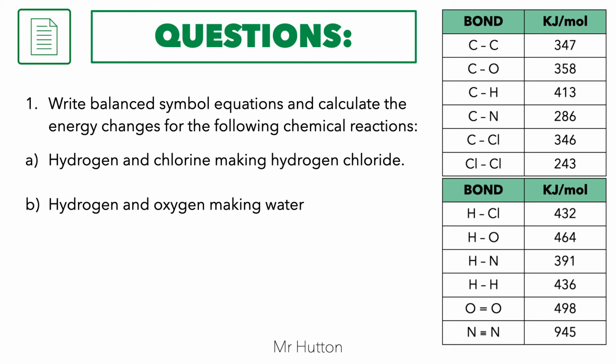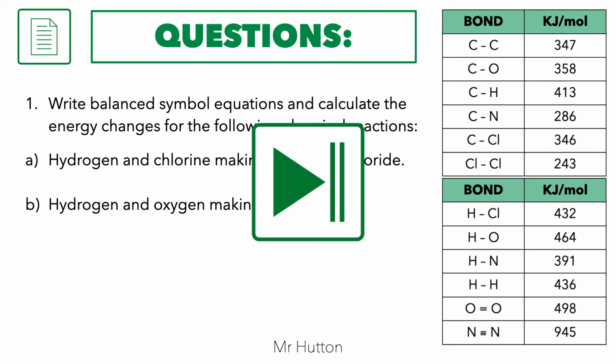Okay, we've got another question here, a couple of questions. It asks you to write a balanced symbol equation and calculate the energy changes for the following chemical reactions. So this is a typical kind of exam question where you may have to write the equation as well and then work out the energy change. So if you just pause the video now and attempt that question. If you're struggling, we'll go through a worked example of how we do it afterwards.